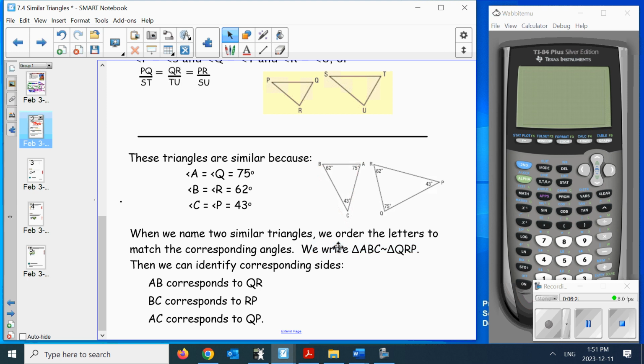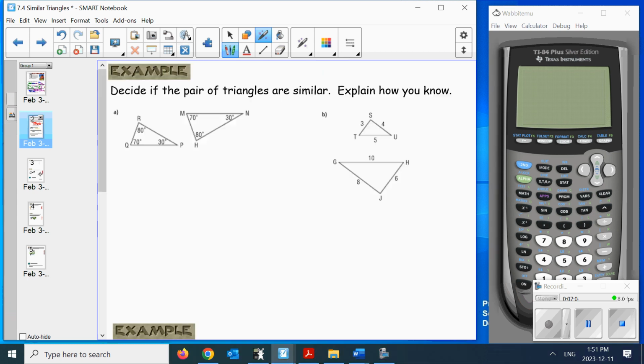When we name two similar triangles, we order the letters to match the corresponding angles. So ABC and QRP are listed like that because A and Q are 75, B and R are 62, and C and P are matched. That's why the order is important. Okay? And then we know how to match sides to sides. So that's just a review of what we've been exploring.